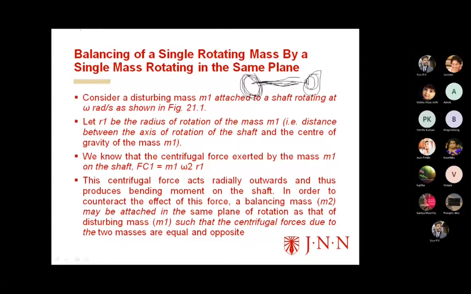So in this application, we add one more balancing mass on the other side to counteract the effect of this force on the bending moment of the shaft. When the centrifugal force acts, the shaft can bend. To avoid it, we counteract by adding an equivalent opposite value on the other side. The balancing mass M2 may be attached in the same plane of rotation as that of the disturbing mass M1, such that the centrifugal forces due to the masses are equal and opposite.